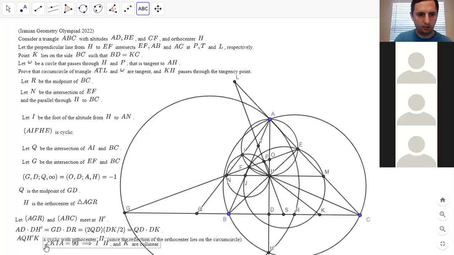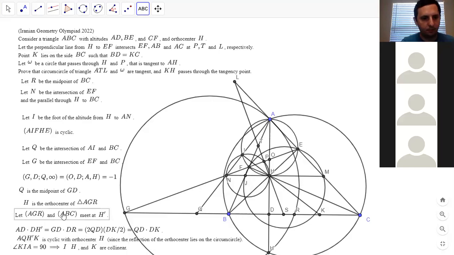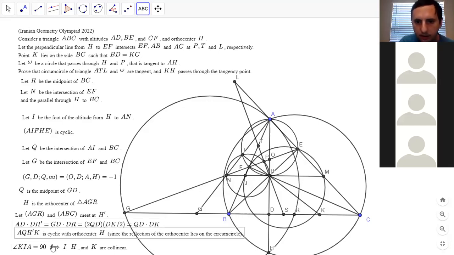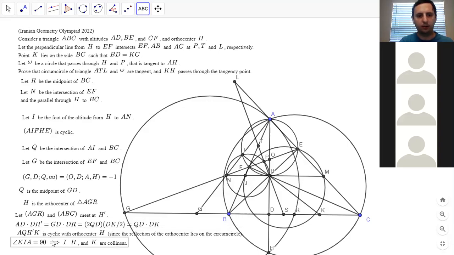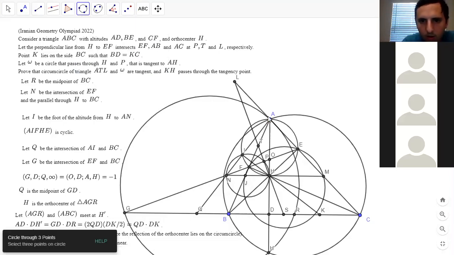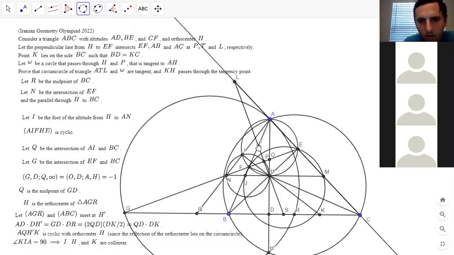And then now we have to show that that's cyclic, right? So the next step is we have to show that ATLI is cyclic. So I'm proving it by using radical axis and stuff. Like we need to prove that.